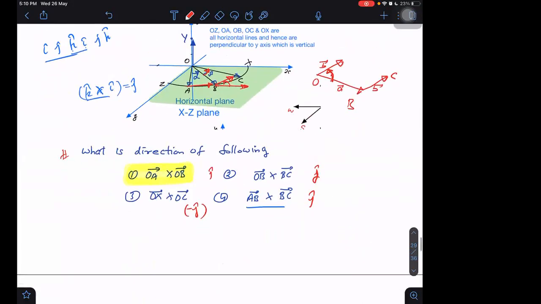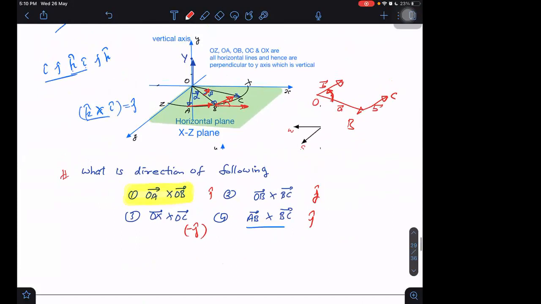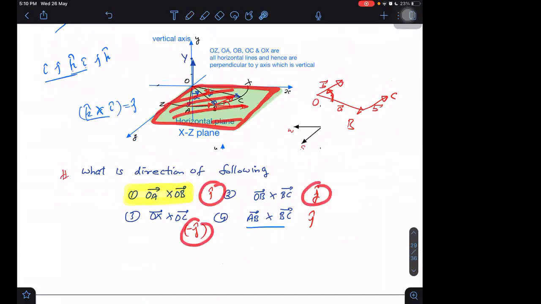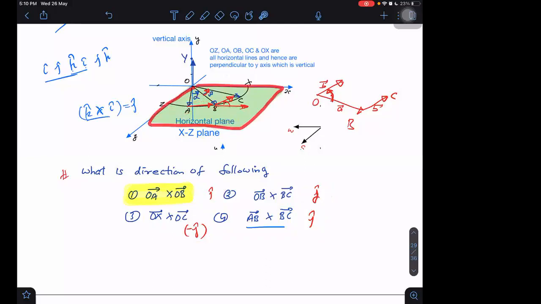OY cross OB, this is different now, because the plane completely changes. Till now, all vectors I was taking in the horizontal plane. When all vectors are being taken in the horizontal plane, then there are two possibilities only, either plus j cap or minus j cap, because both these vectors are only perpendicular to the horizontal plane.